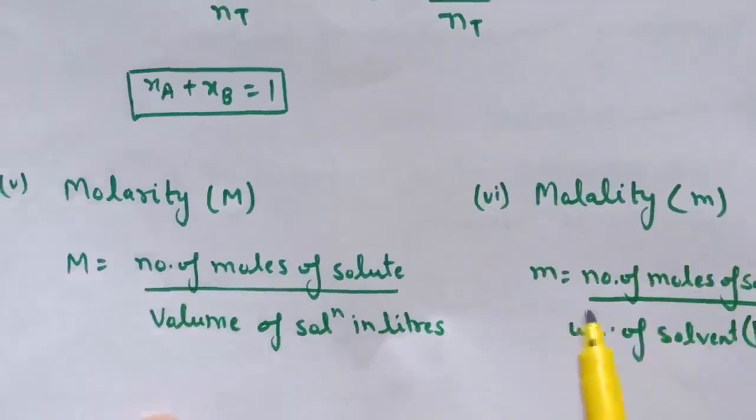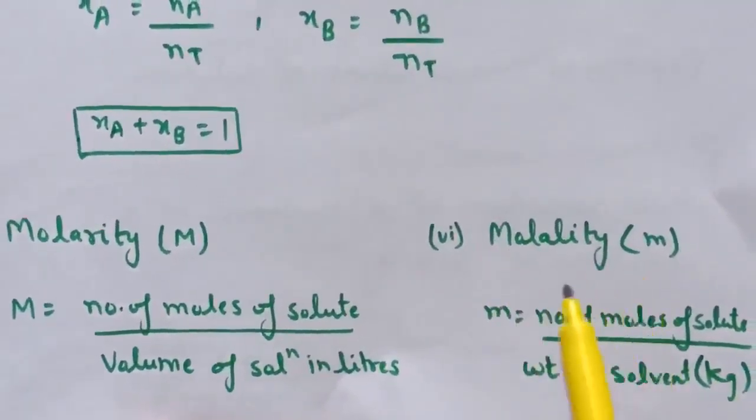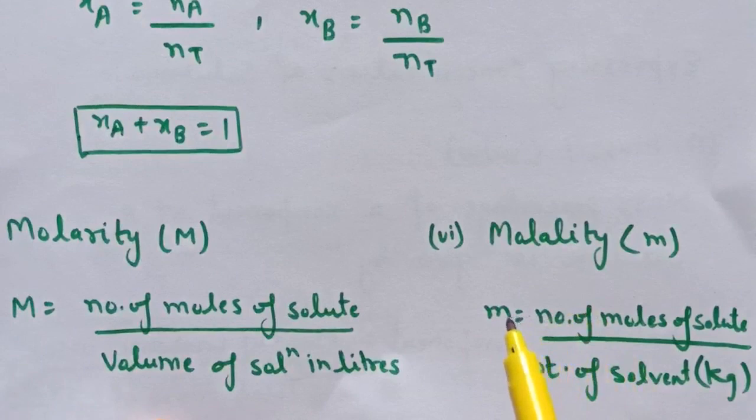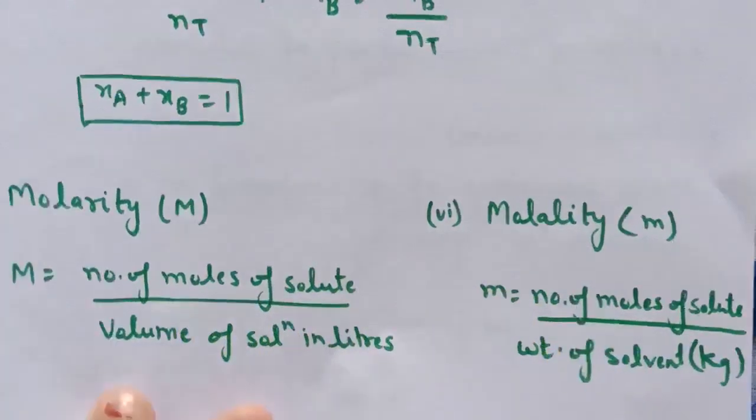And the next term is molality, which is represented by small m, and the formula is number of moles of solute upon weight of solvent. So the formula for molality is number of moles of solute upon weight of solvent, or you can say that molality is defined as the number of moles of solute per kilogram of the solvent and is expressed in terms of mole per kg. So these are the two formulas for molarity and molality.